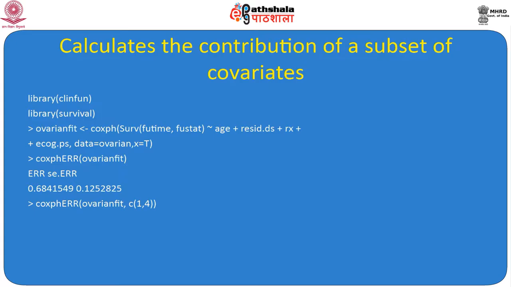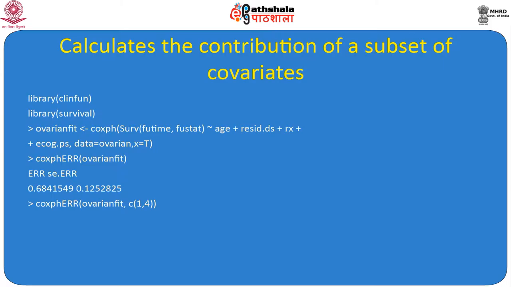Now, when we call the function coxph.err, that function is available in the clinfun library, not in the survival library. When we put coxph.err, that is expected relative risks, and within parentheses put ovarian.fit and press enter, we get the expected relative risk value as 0.68 with standard error 0.125285. Here we will consider only two decimal places.